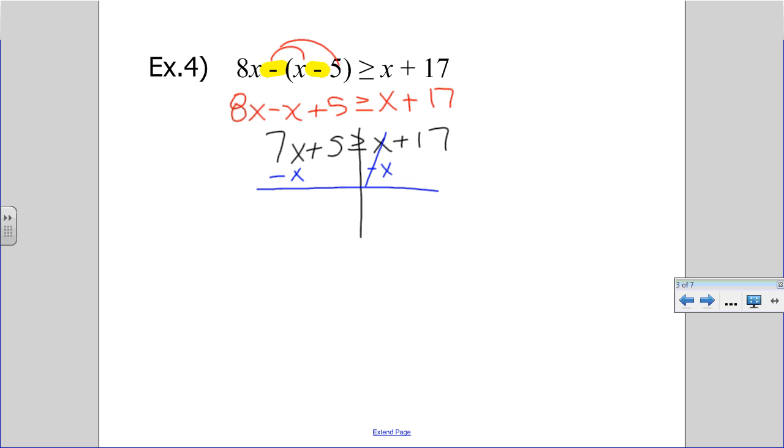Beautiful. Now, ladies and gentlemen, if you don't always move everything to the left, you still are going to get correct answers. You just have to think real careful about your graphing. So we get 6x plus 5 equals 17. Eric, what would I do next? Subtract 5.